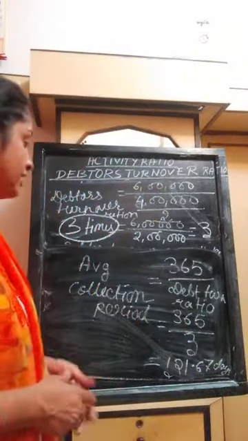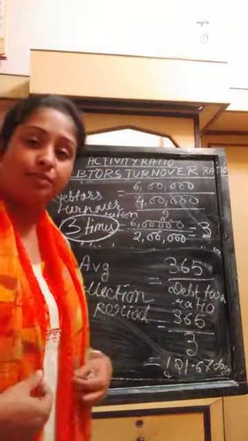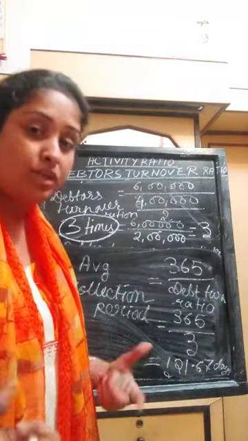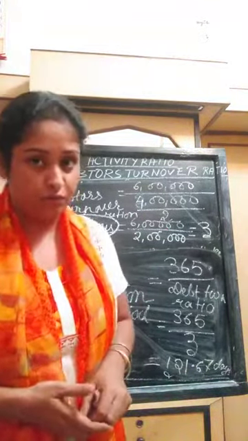I hope you all have understood the way I have explained through this sum how we find out the debtors turnover ratio and how we find out the average collection period.